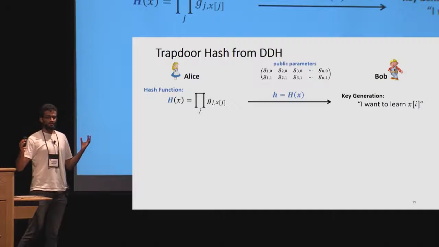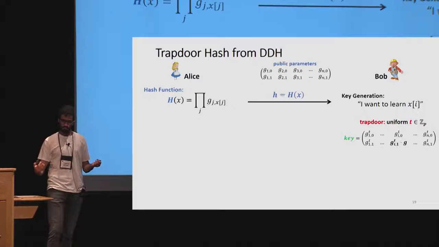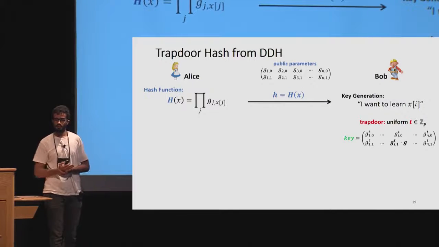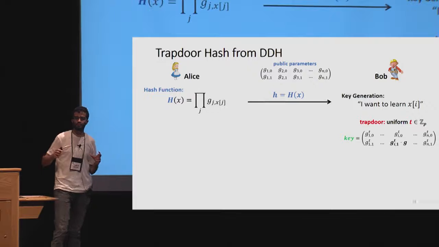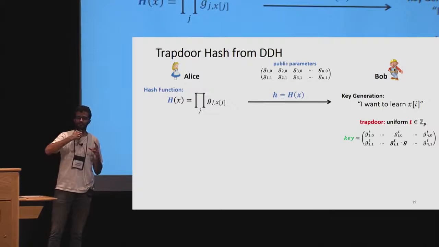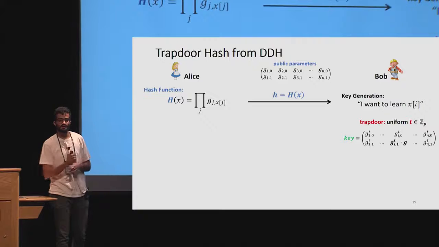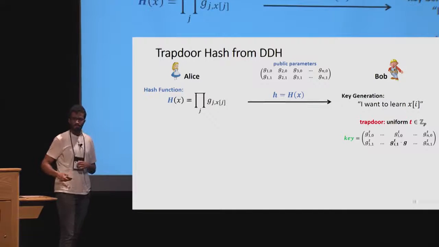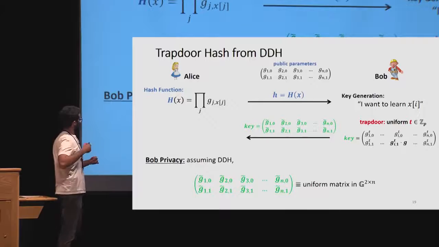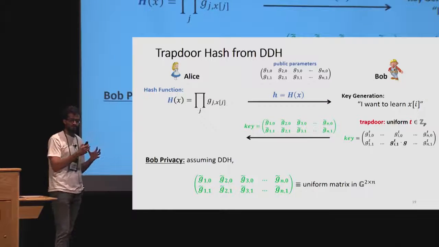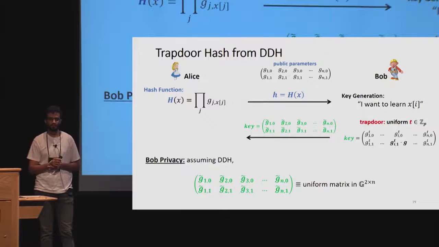Okay, so now Bob wants to learn the ith bit of the database. And for that, he's going to generate a pair of a trapdoor and a key. The trapdoor is going to be just a uniform integer in Zp, which we're going to denote by t here. And he's going to generate the key as follows. He's going to take the matrix from the public parameters, and he's going to raise every group element there to the power of t, the trapdoor. And then he's going to go to the bottom element at the ith column and multiply it by g. So the key looks like that, and we're going to denote the group elements there by the g tildes. And under the DDH assumption, we can show that the g tildes look like a uniform matrix even given the public parameters. And therefore, they hide the value of i from Alice.